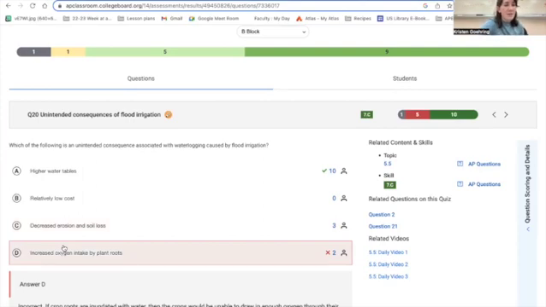And then increased oxygen. This is the problem with waterlogging. We don't get the oxygen intake by the plant roots. They can't get it because they are underwater. So this is the opposite. This is a consequence associated with waterlogging in the reverse. They are not increasing their oxygen intake. The oxygen that they can take in is decreased because they're drowning, essentially.